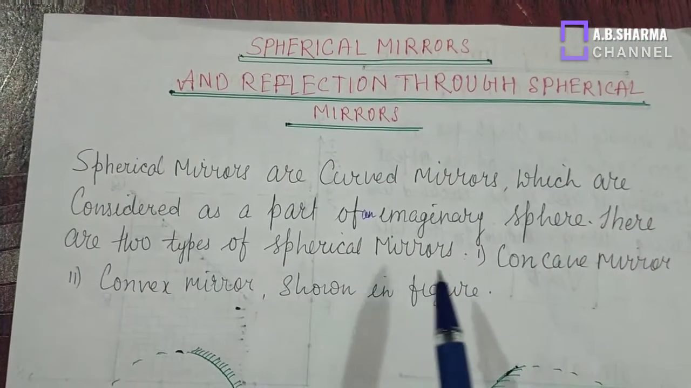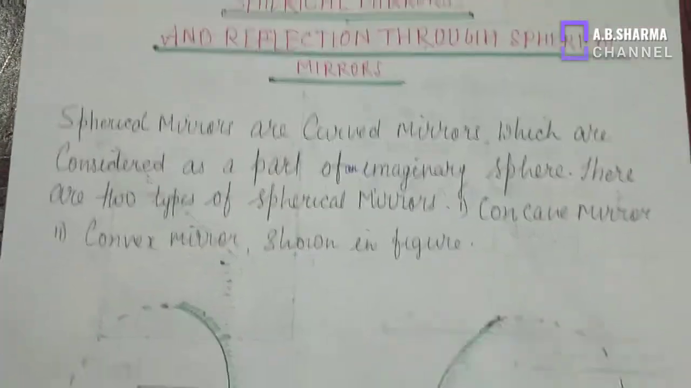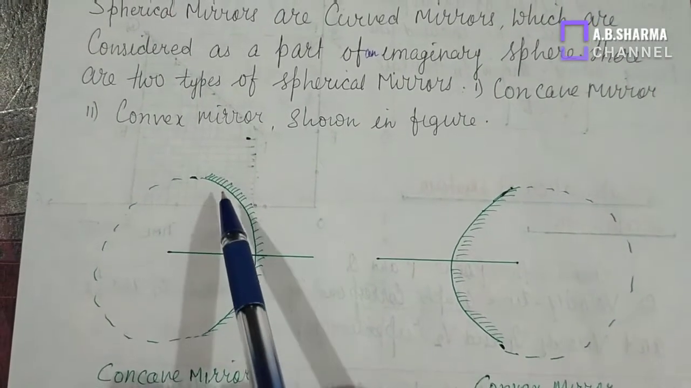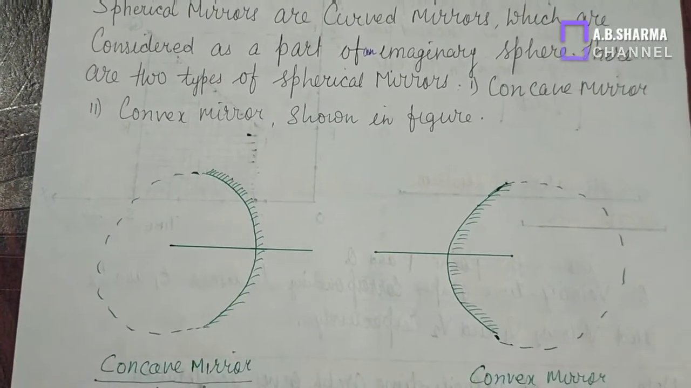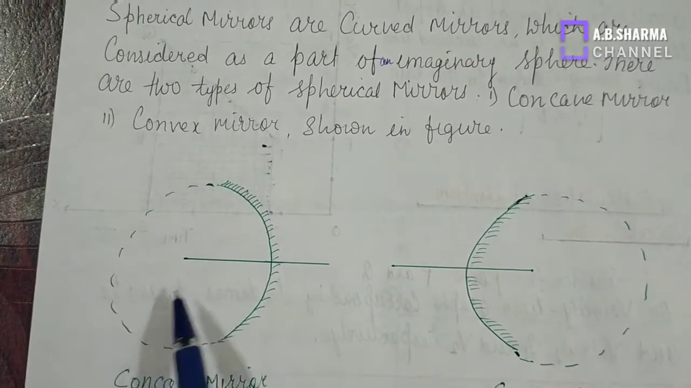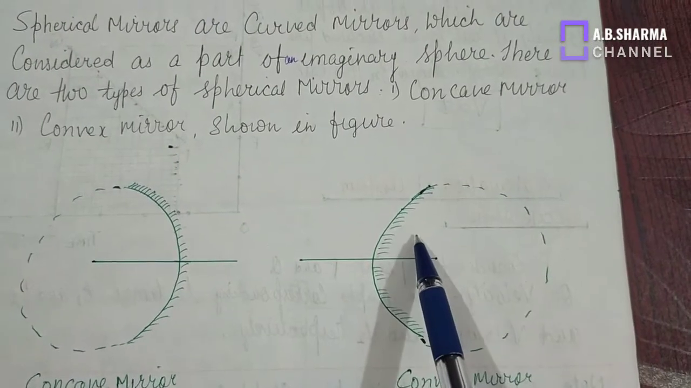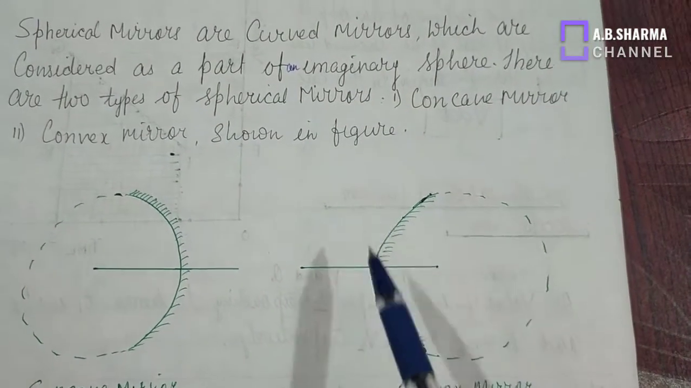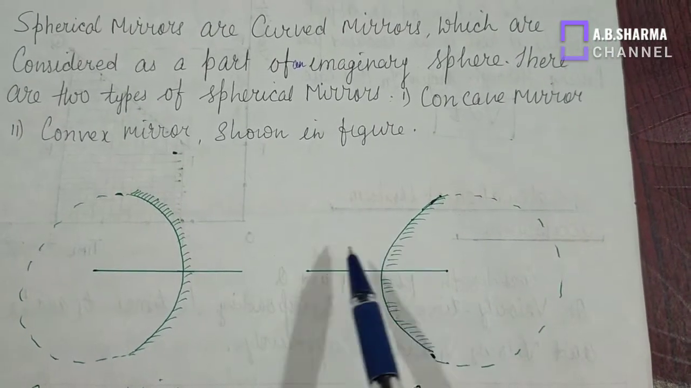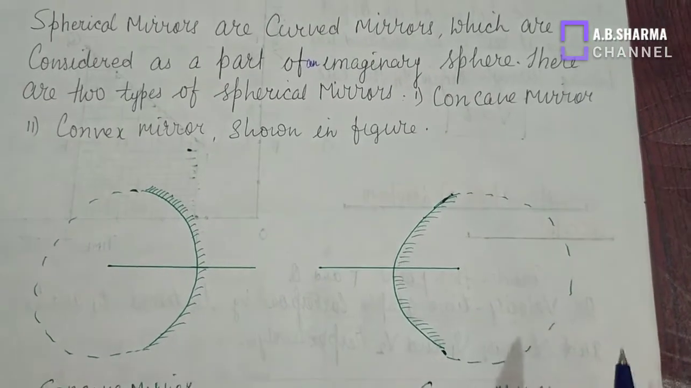There are two types of spherical mirrors, that is concave mirror and convex mirror, as shown in the figure. You can understand from this figure properly. This curved mirror is called a concave mirror, whose inside curved part is treated as the reflecting part and the outside curved part is silvered. And this is a figure of a convex mirror, whose outside curved part is treated as the reflecting part and the inside curved part is silvered.